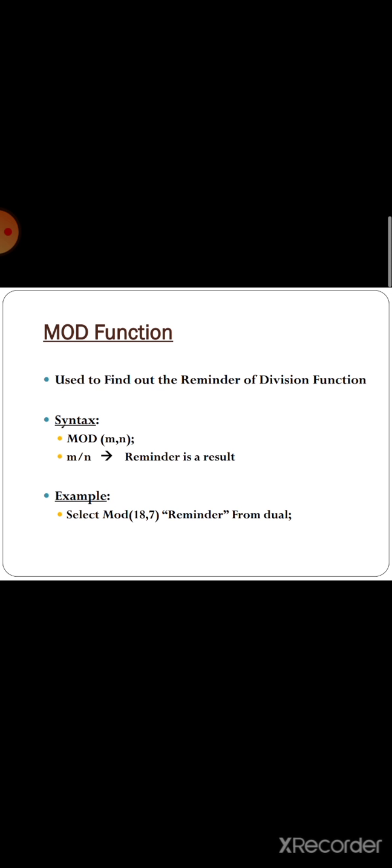Okay. Next function is the mod function. It is used to find the remainder of a division. For division we can use either slash or modulus, but there is some difference between these two, isn't it? If you use modulus, it will give the remainder as the output. The syntax is MOD of m comma n, so m slash n. Here the remainder is the result. For this the example is, select MOD of 18 comma 7. So 18 will be divided by 7, then the remainder will be the output for this example.